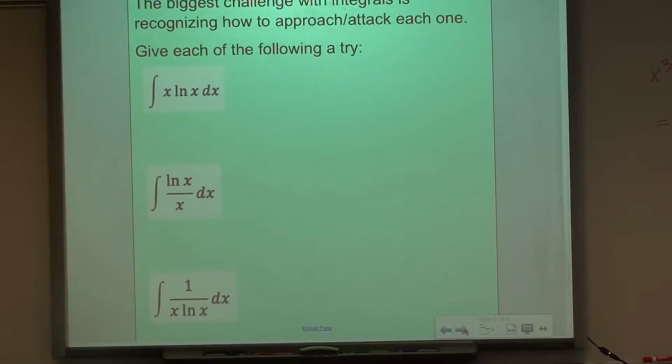Is it minus or plus the integral? It's minus.